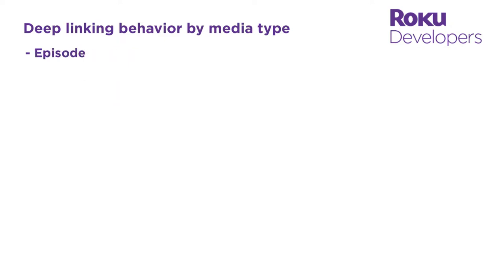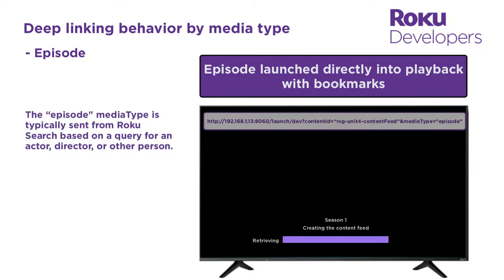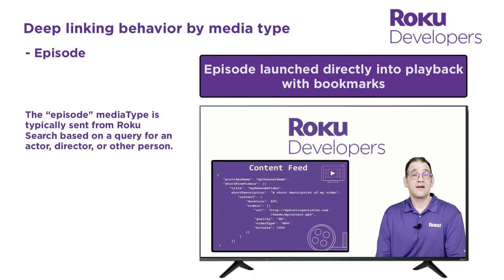If the episode media type is passed into the deep link, that episode is launched directly into playback using bookmarks. The episode media type is typically set in deep links from Roku Search after the user has drilled down to a specific episode by, for example, searching for an actor or director.